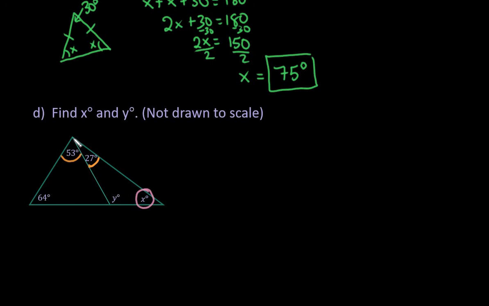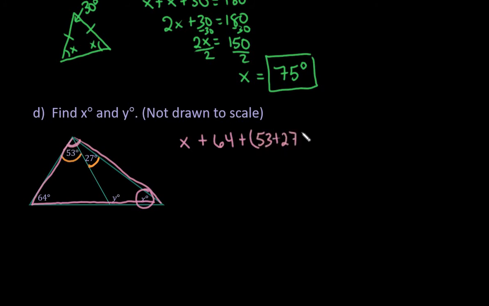Okay, but what I'm going to use is this outside triangle right here, and so I'm going to talk about this one first. So what I would do is I could say that x plus 64 plus these two angles right here give me the whole angle. So I would add the 53 and the 27 together to get the 180 degrees. So this is one way of approaching this. Like I said, this isn't the only way.